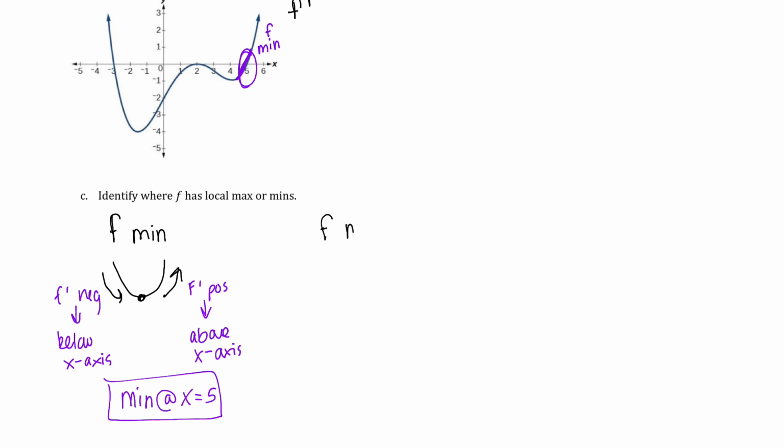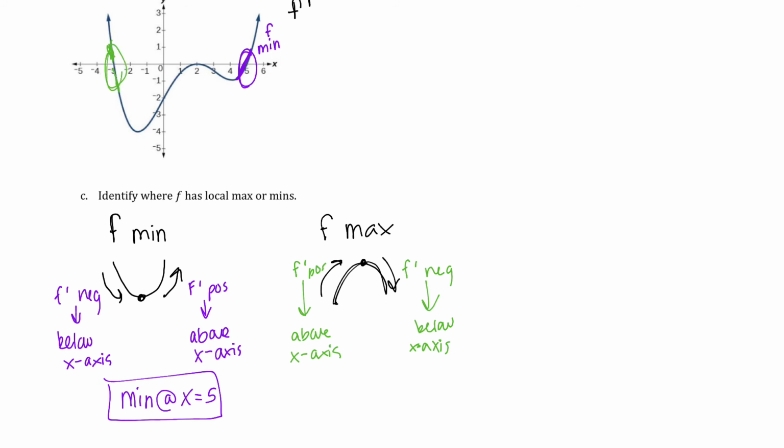If f has a maximum, it's just the opposite of that. It means we go from increasing to decreasing. So it means we go from f prime being positive to f prime being negative. So it goes from being above the x-axis to below the x-axis. That only happens at one point here, it's at -3.